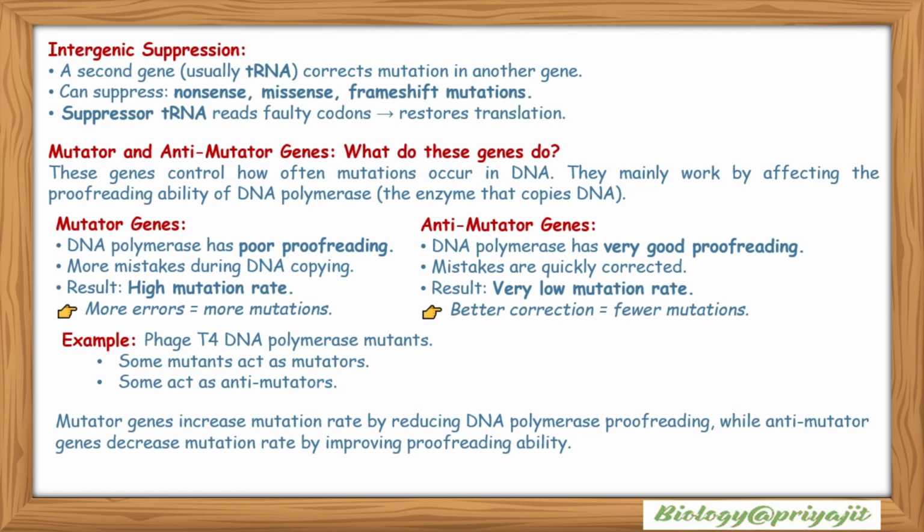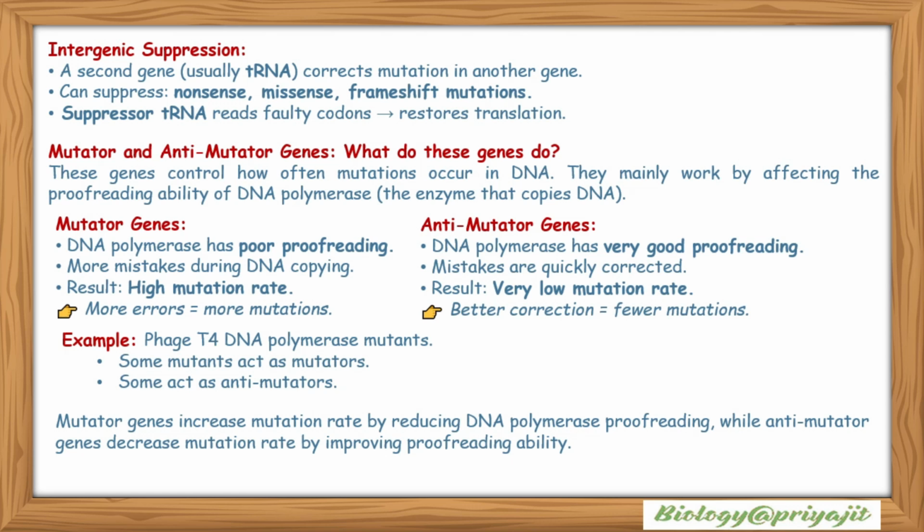Mutator and anti-mutator genes. What do these genes do? These genes control how often mutations occur in DNA, and they mainly work by affecting the proofreading ability of DNA polymerase, the enzyme that copies the DNA. In a mutator gene, DNA polymerase has poor proofreading, and in an anti-mutator gene, DNA polymerase has very good proofreading. With a mutator gene, more mistakes occur during DNA copying, but with an anti-mutator gene, mistakes are quickly corrected. Mutator genes result in a high mutation rate, anti-mutator genes in a very low mutation rate.